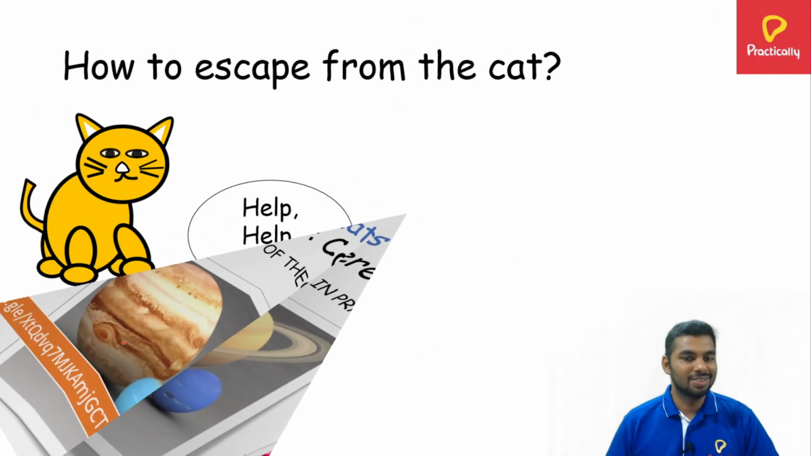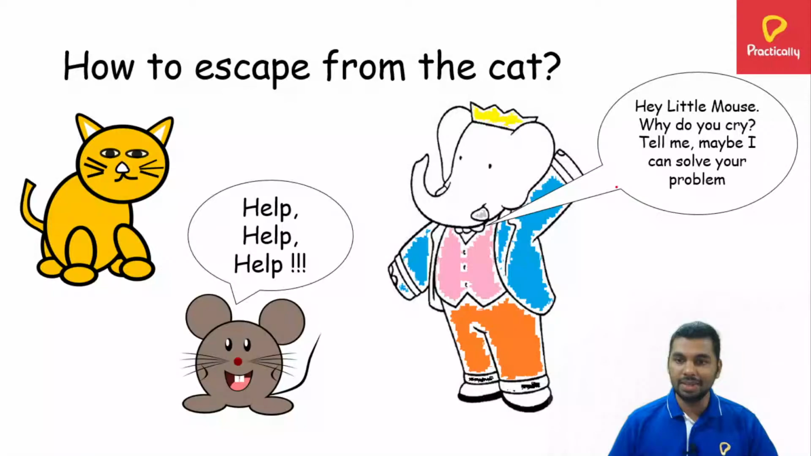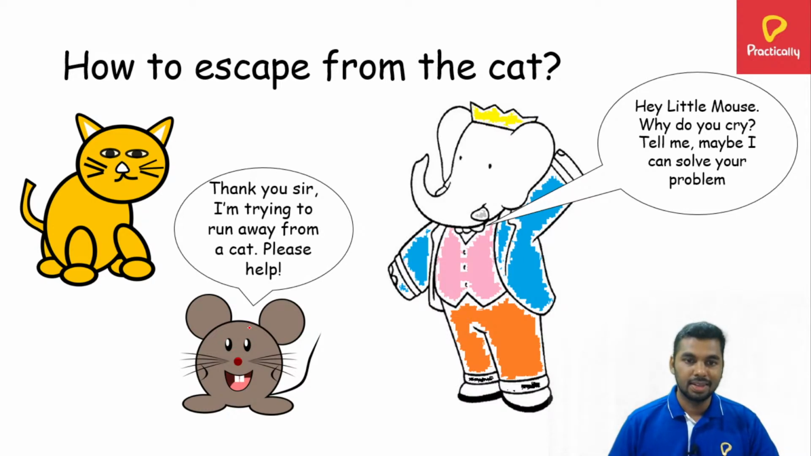So as usual, we have a story to begin with. This time the story is that of a cat and a mouse. So who escapes from the cat? Yes, it's a mouse. Tell me how we can solve the problem of the mouse. Now the mouse explains, I am trying to run away from the cat, but the cat always tries to be behind me, and I'm not having enough speed because I'm a very small creature. It's a tiny little mouse.